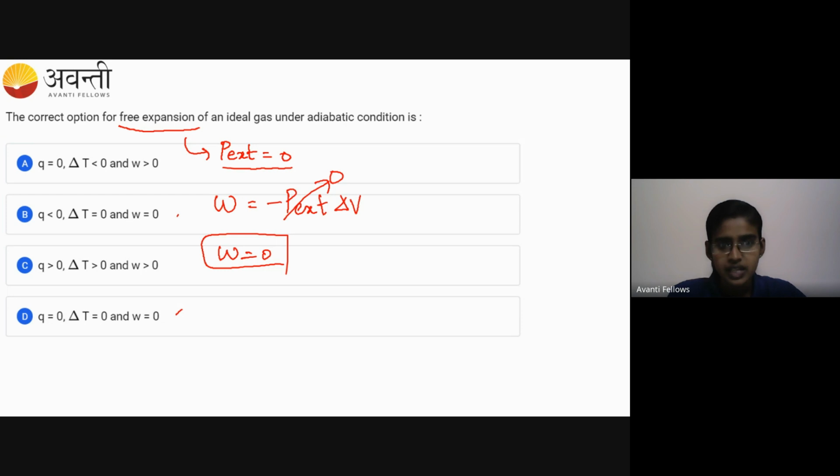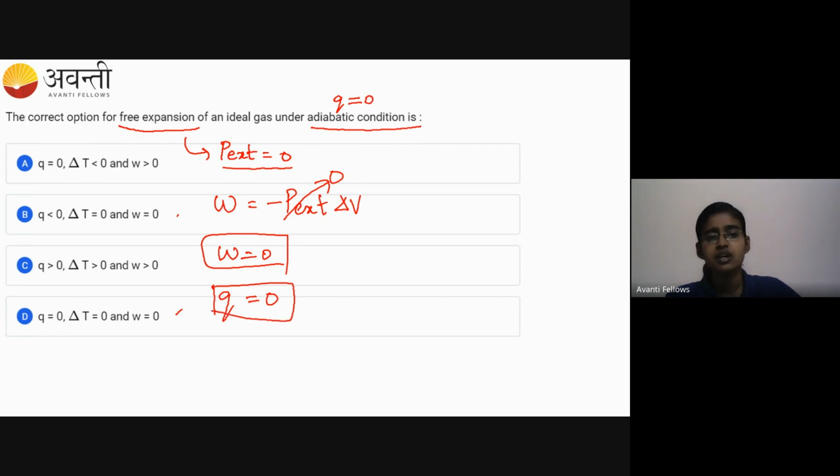And coming to the next given information, the system is adiabatic. The condition is adiabatic. Adiabatic means what? There is no heat exchange between the system and the surrounding. So what is heat exchange? Heat exchange is denoted by the letter Q. So that will be equal to 0 if the condition is adiabatic, because there is no heat exchange between the system and the surrounding. So Q is also equal to 0.